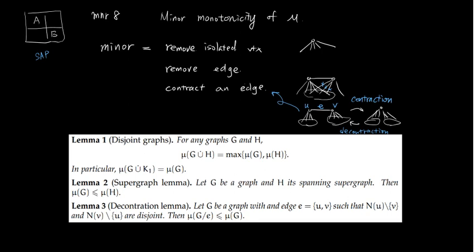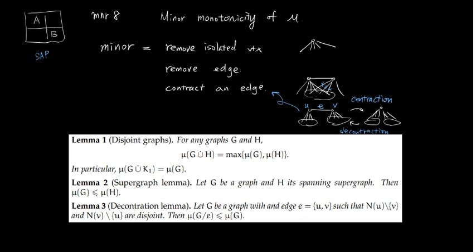The first one is the disjoint graph. This notation stands for the disjoint union of two graphs. Suppose G and H are two graphs, and you take the disjoint union of them, then mu of this disjoint union is equal to the maximum of mu G and mu H. That is to say, if you have these two parameters, then you are able to calculate the value of mu of G disjoint union with H.